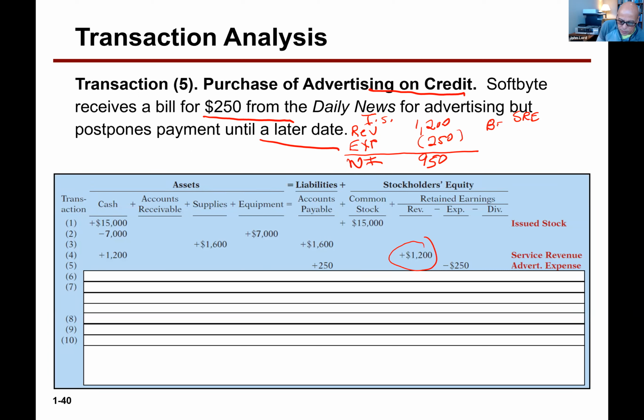And then on my statement of retained earnings, since we had just started the business, the beginning balance was 0. We have to add the net income. The net income is 950, which comes up from the income statement. Still no dividend, so our subtract for dividend is zero.